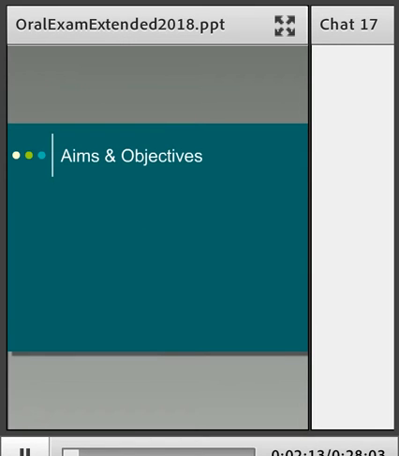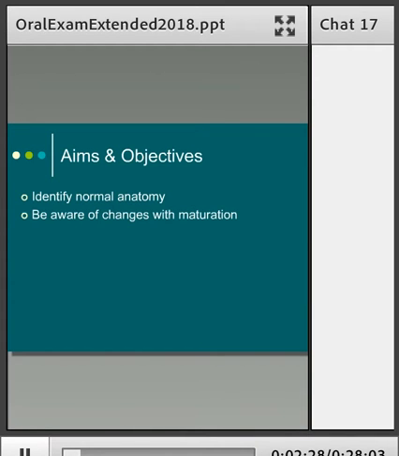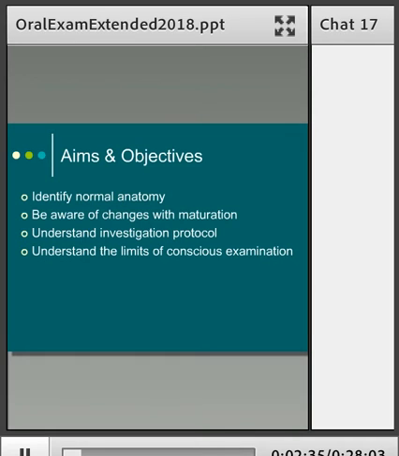So we've got a few aims and objectives as ever. Want to have a quick look at normal anatomy, and hopefully this will be a bit of a refresher, but I know that there's quite a variable level of dentistry taught in the vet schools, so hopefully this will bring you up to speed. And just to make you aware of what happens as our animals start to age, think about how we would go about investigating our cases and how that differs between both conscious and also, of course, unconscious examination. And the latter will include, of course, probing and charting.